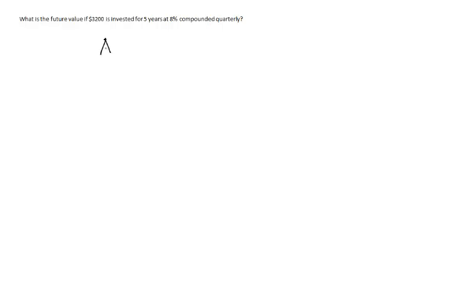So we have A = P(1 + r/m)^(mt). A is your accumulated value, so this is the money that you invested and the interest made. P is the principal amount, so your initial investment. R is your nominal rate. M is how many times it's compounded per year. And then T is time in years. So in this problem, we want to find future value, so we want to find A.